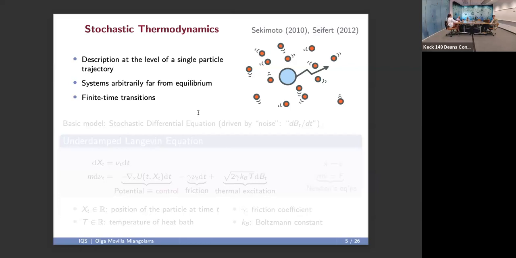And how can we do this? Well, we need a model, and the way we're going to model this is through stochastic differential equations. So essentially, we're going to use some noise to describe this interaction between our big blue particle, our Brownian particle, and the heat bath, the degrees of freedom that have a different time scale, and that we're going to sort of postgrade.